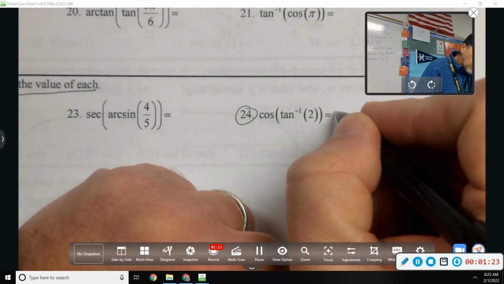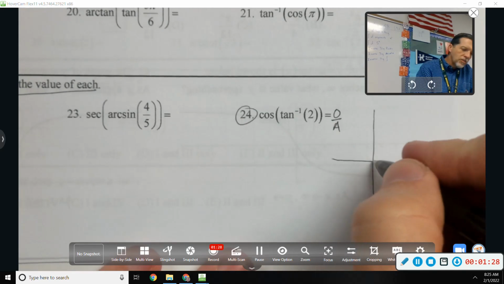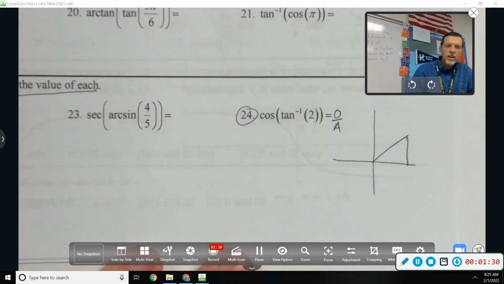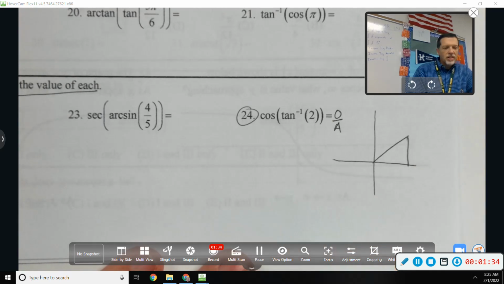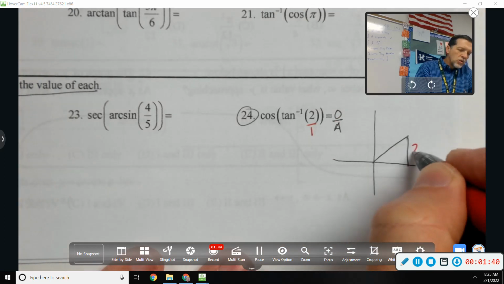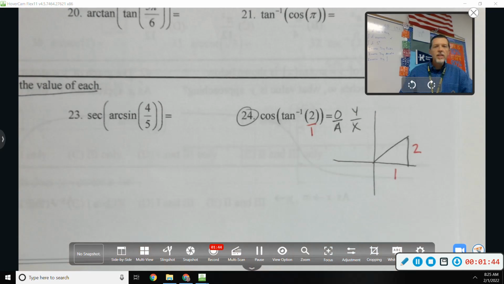Tangent is opposite over adjacent. It's positive, so it's in the first quadrant. But how am I supposed to do opposite over adjacent if I only have one number there? 2 over 1. So the opposite is 2 and the adjacent is 1. That's also y over x. So you can use either way or both.